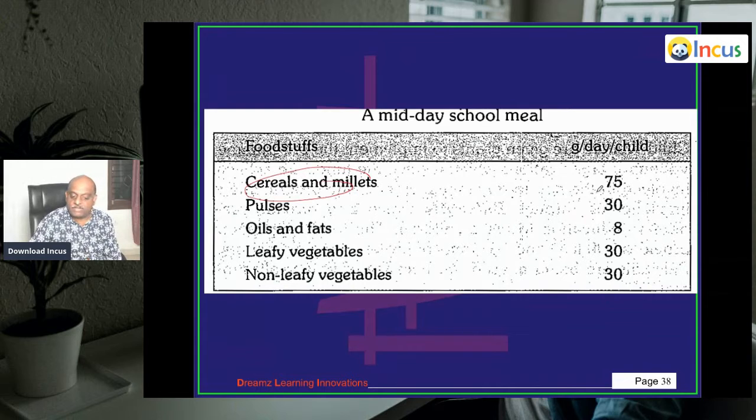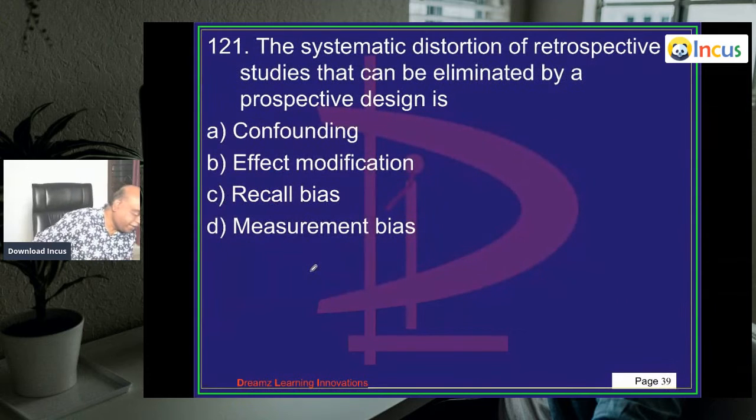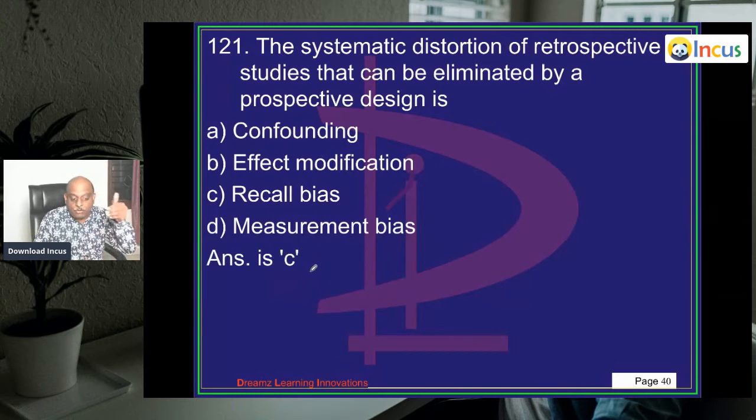So cereals and millet 75 grams, pulses 30 grams, oil and fat 8 grams, leafy vegetables 30 grams per day per child. That is what you need to remember. The systematic distortion of the retrospective studies that can be eliminated by a prospective design.